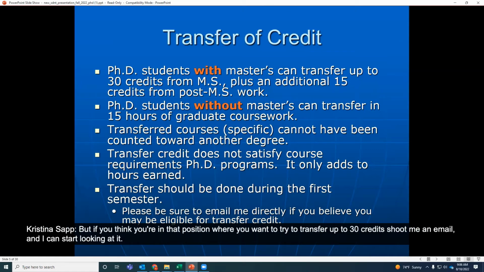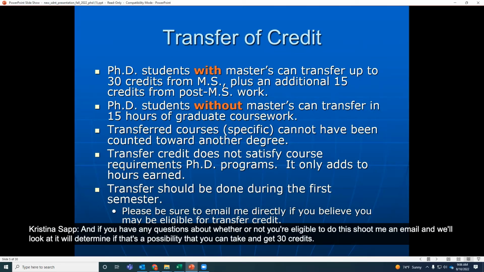But if you think you're in that position where you want to try to transfer up to 30 credits, shoot me an email and I can start looking at it. And if you have any questions about whether or not you're eligible to do this, shoot me an email and we'll look at it and determine if this is a possibility and you can get 30 credits.